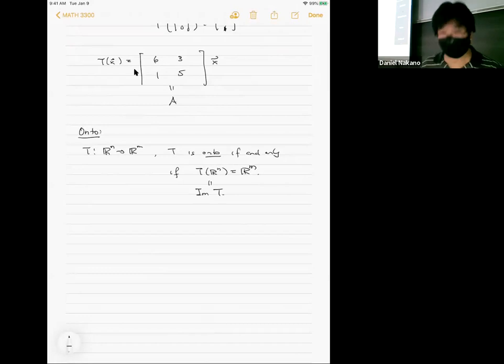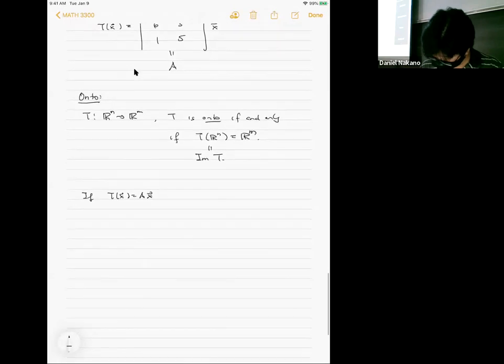So what we can do is reduce this down to a system of equations problem. So if T of x is equal to A times x, so we know we can do this, right? Then T is onto if and only if Ax equals b has a solution for all b in Rm.